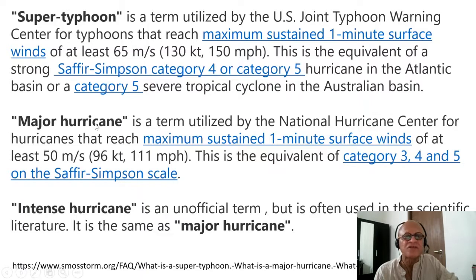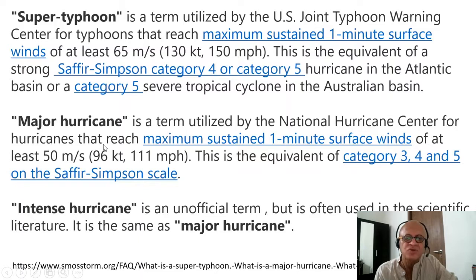Unfortunately, the categories are slightly different in different oceans, but nonetheless, a major hurricane is a term utilized by the National Hurricane Center for hurricanes that reach maximum sustained 1-minute surface winds of at least 50 meters per second. This is 65 meters per second. This is the equivalent of category 3, 4, and 5 on the Saffir-Simpson scale. So people have gotten used to what is called super typhoon, super cyclone, or major hurricane based on the region they are in. Intense hurricane is an unofficial term but is often used in the scientific literature. It's the same as major hurricane.